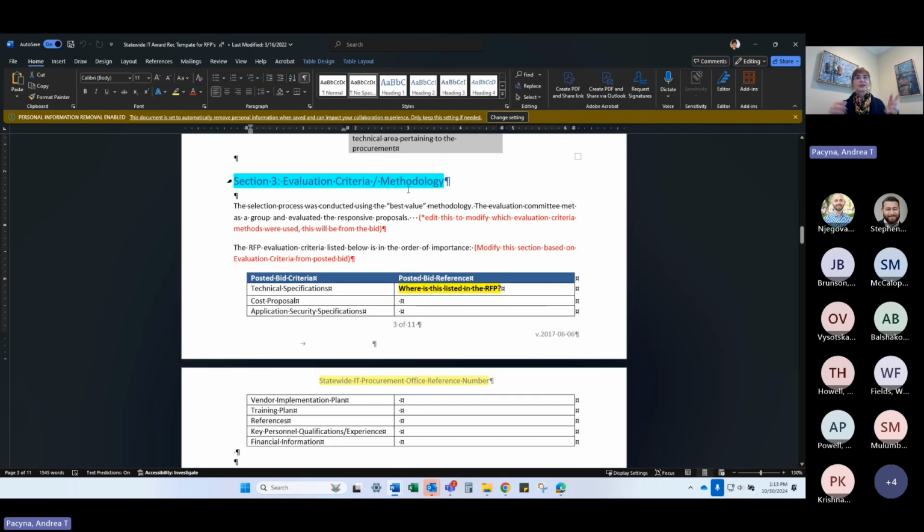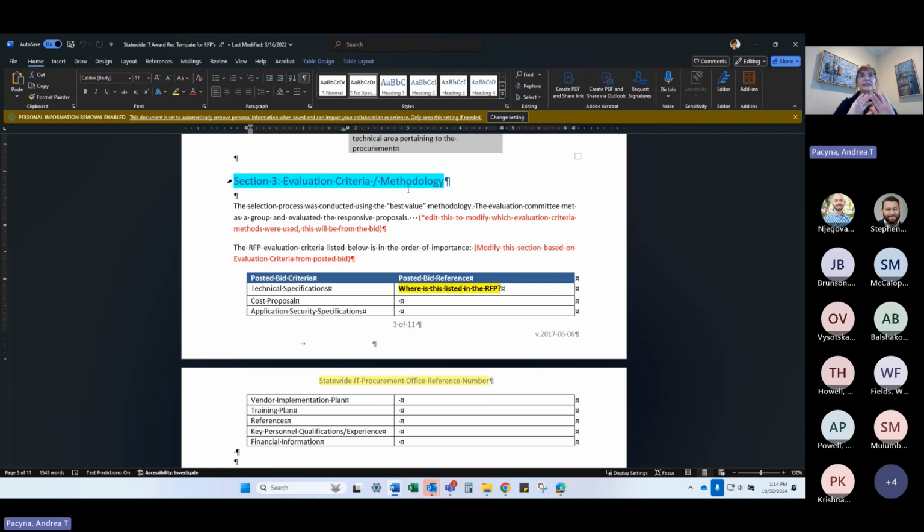Evaluation criteria and methodology. Here's the biggest thing. I don't know if Bill Nolan's here. He and I just reviewed a draft award recommendation from Enterprise Architecture for a DMV, a very complex system. And lo and behold, the people who evaluated didn't list the evaluation criteria exactly as it was shown in the RFP.